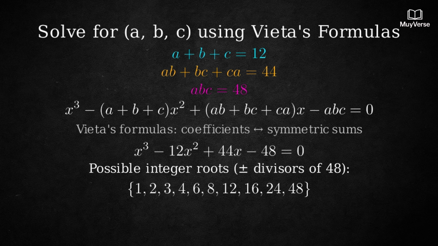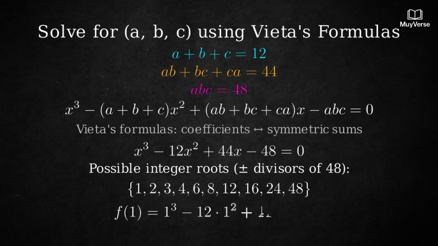Now compute f of 2. 2 cubed is 8, minus 12 times 2 squared is minus 48, plus 44 times 2 is plus 88, minus 48 gives 0. So x equals 2 is a root. We factor out x minus 2 using synthetic division.